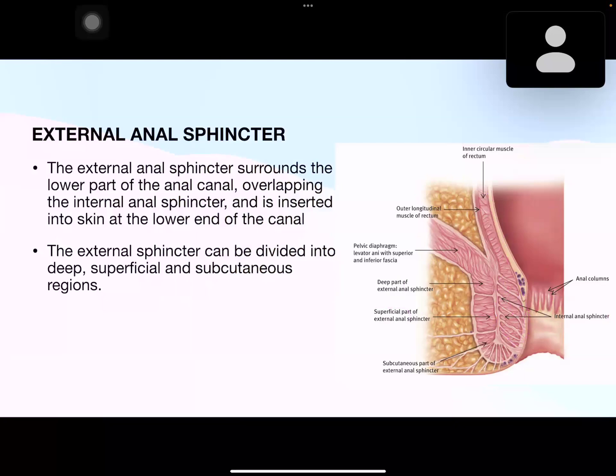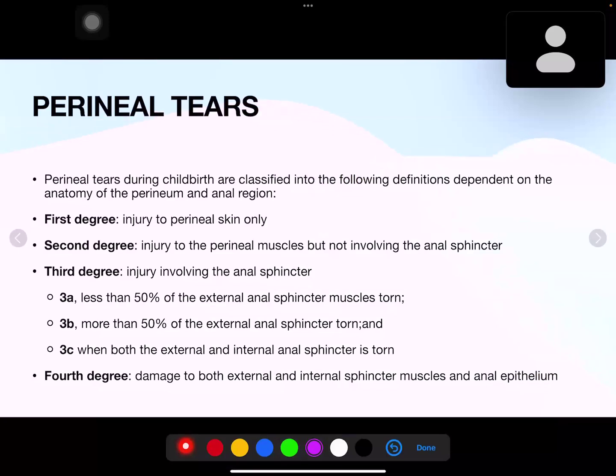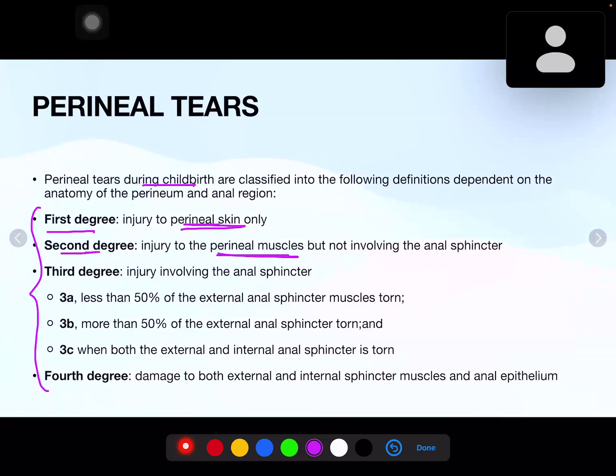Okay. So what is the importance of these sphincters? In perineal tears during childbirth, the tears are classified into four categories. These are very important tears. The first degree is when the injury is only to the perineal skin. The second degree is when the perineal muscles are involved, but the anal sphincter is not. Only the perineal muscles, like the transversus perineal muscles and the bulbospongiosus, are involved, but not the anal sphincter.